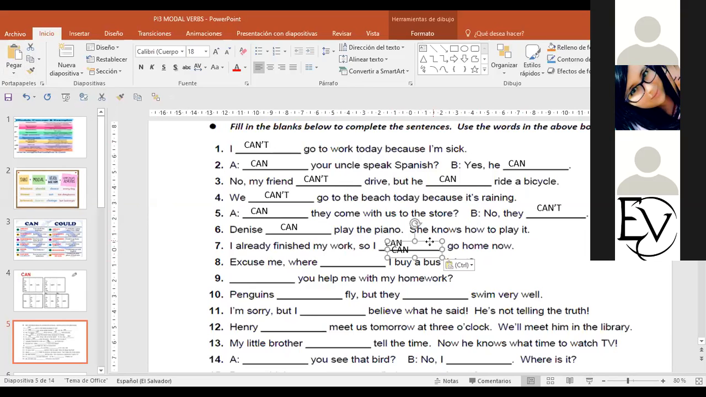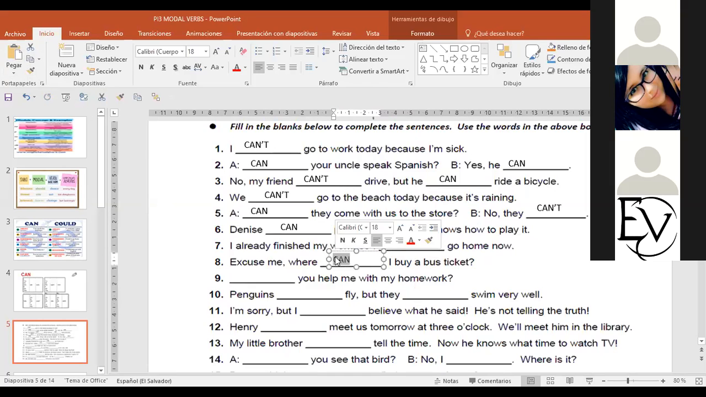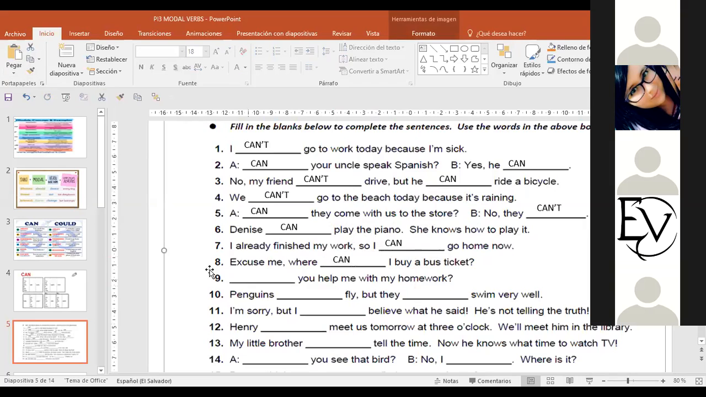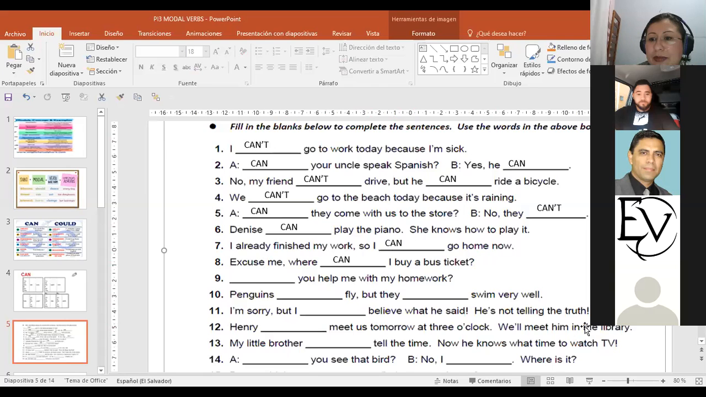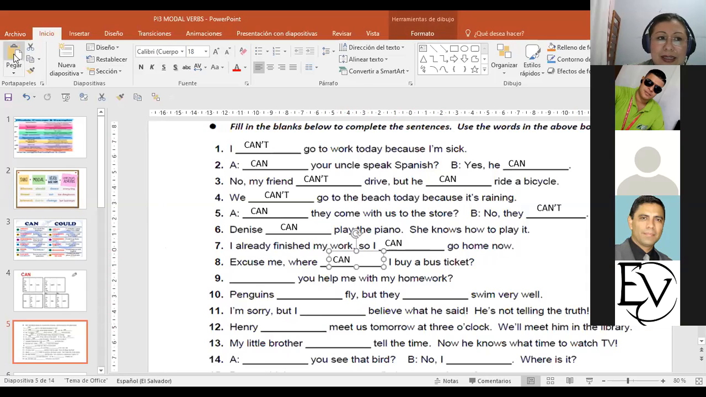Hi, teacher. Number eight. Excuse me. Where can I buy a bus ticket? Yeah, very good. It's a question, right? Thank you. Okay, what about another volunteer? Yes, teacher. Okay, Arnold and then Julie. Can you help me with my homework? Very good. It's a question, right? It's an informal request. Very good. Thank you, Arnold.